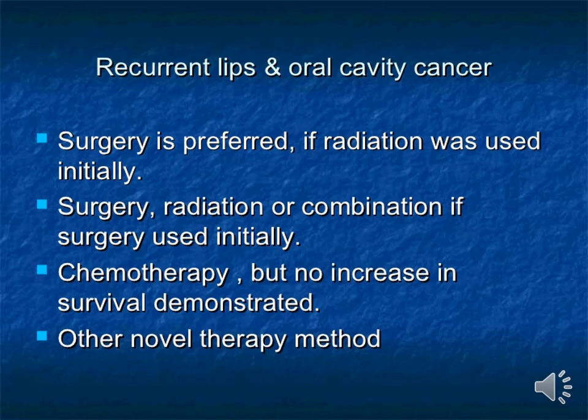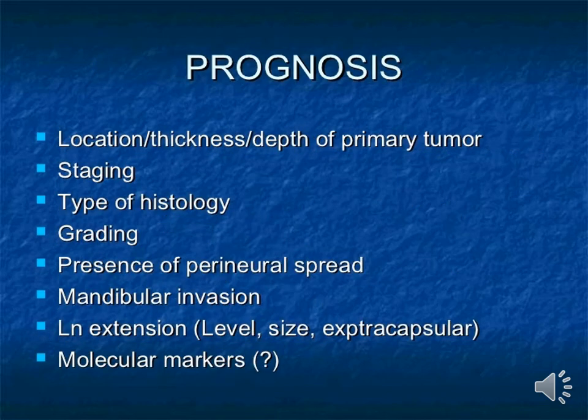Recurrent lip and oral cavity cancer. Surgery is preferred if radiation was used initially. Surgery, radiation, or a combination is used initially. Chemotherapy has not demonstrated an increase in survival. Other novel therapy methods. The prognosis of oral malignancy is dependent on the location, thickness, and depth of the primary tumor, the staging of the tumor, type of histology and histopathology, the grading of the tumor, the presence of perineural spread, mandibular invasion, lymph node extension, level, size, extracapsular spread, and molecular markers, if present.